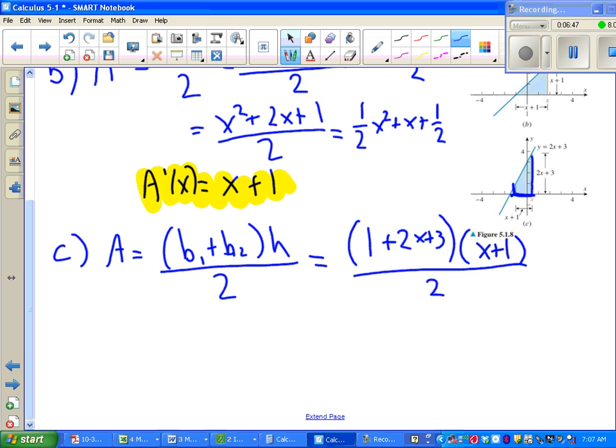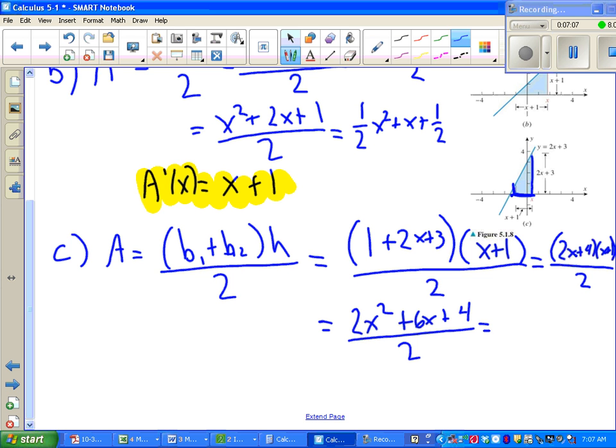As you can imagine, we're going to clean this up a little bit. 2x plus 4, x plus 1 over 2. Distribute. We end up with 2x squared plus 6x plus 4 over 2. Simplify that. We get x squared plus 3x plus 2.